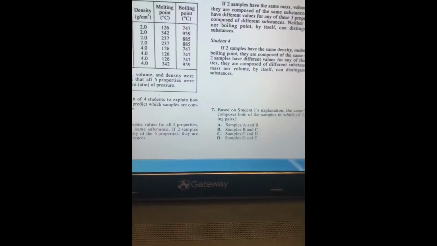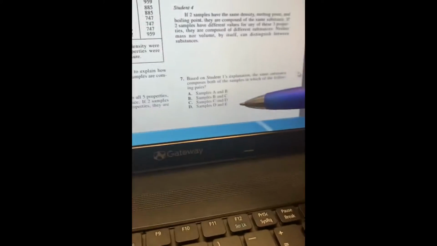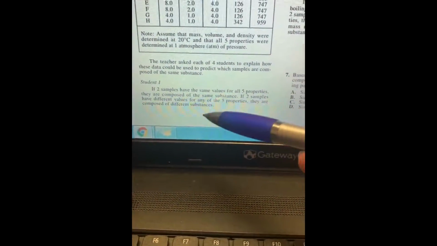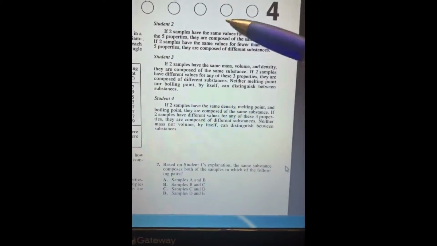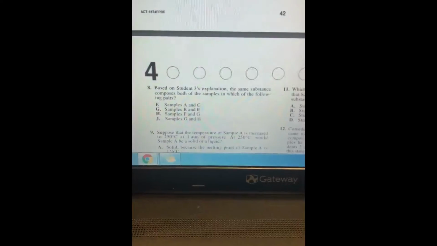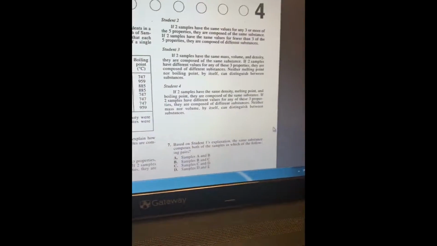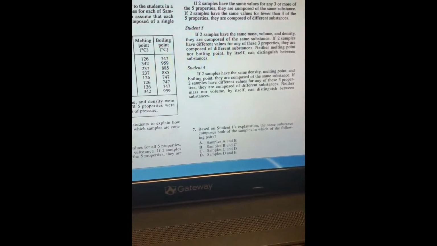Alright, I just want to point out something. This may be common sense, but I'm just going to point it out anyway. So this question is asking me based on student 1's explanation. Here's student 1's explanation. It's just a couple of sentences. And then it asked me a question about that. I'm only gonna read student 1's explanation. I'm not gonna go over here and see what the other student says. I'm only gonna read student 1. And then the next question is asking me about student 3's explanation. I'm just gonna skip over student 2 and look at student 3.